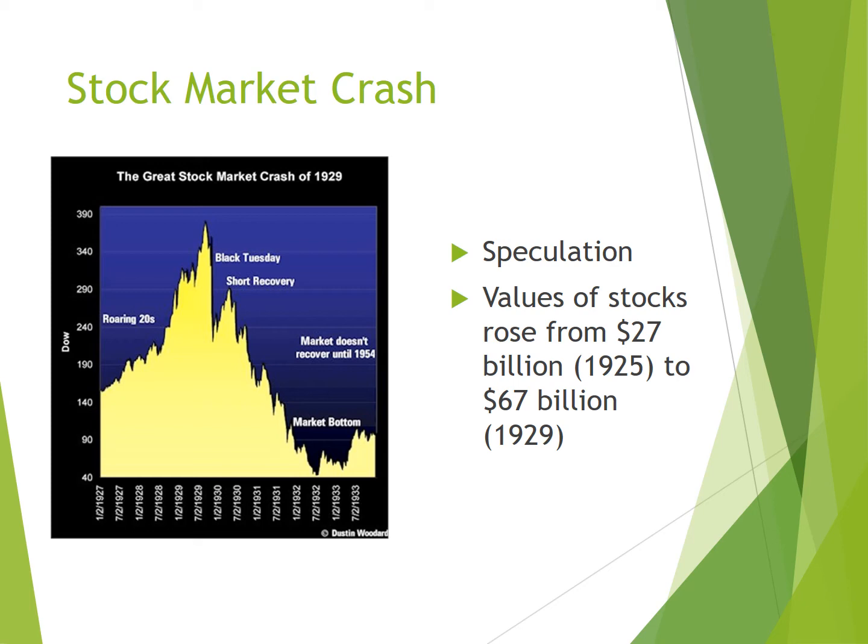Other people were trying to game the system to make as much money as possible. The strongest surge in the stock market began in the spring of 1928, when investors began to ignore the declining production figures in the belief that they could still make a killing in the market. So what we see is this dramatic increase in the value of stocks. In 1925, the whole value of the stock market was about $27 billion. And just 4 years later, in 1929, it was $67 billion.